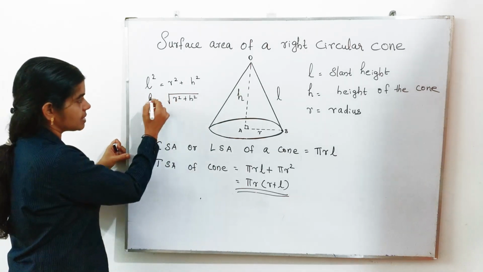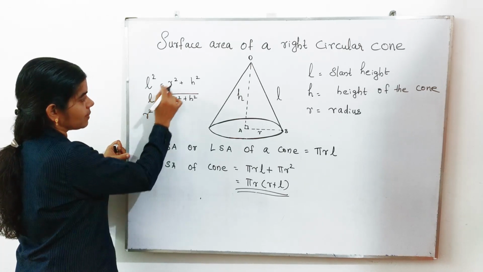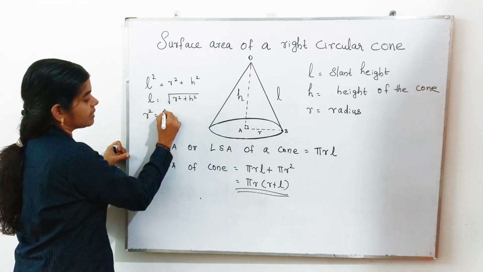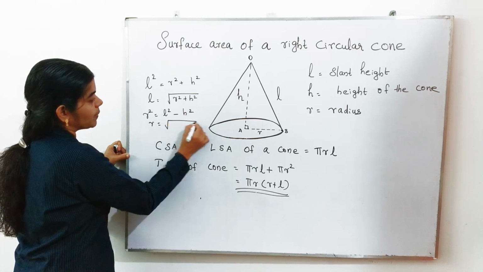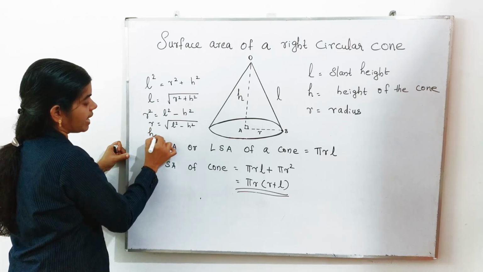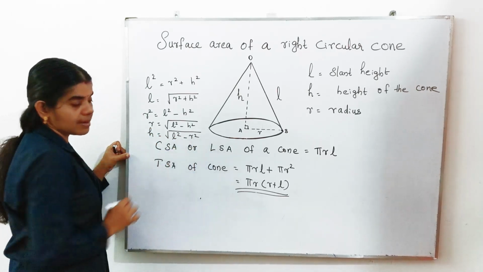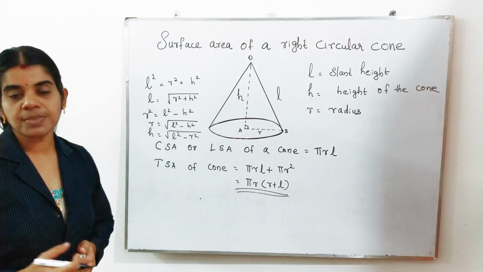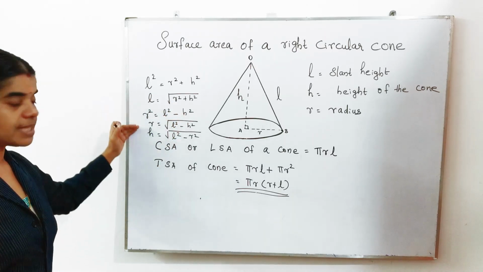In other cases, suppose you want to find r. R square is equal to L square minus h square, taking h square to the left side. So r is equal to root of L square minus h square. In the same way, h is equal to root of L square minus r square. This way we can find the different values. Sometimes in the question we get two values only, and the third one we can find using this formula.